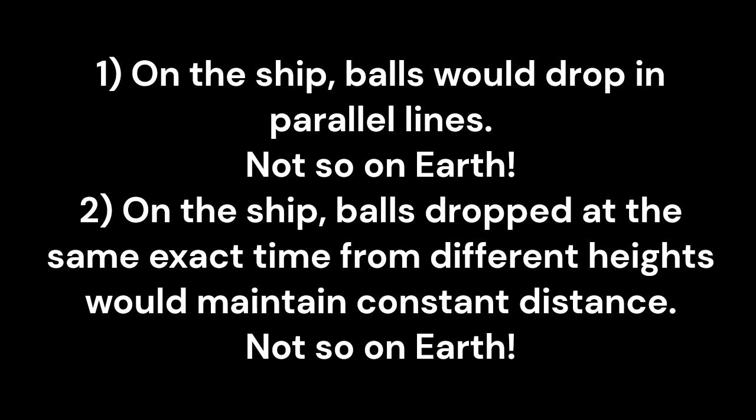And on the ship, balls dropped at the same exact time from different heights would both have the same apparent acceleration, and they would maintain a constant distance from each other as they dropped. Not so on Earth. Why? Because, per Newton, the closer you are to the center of the Earth, the larger the gravitational force. So the ball that's dropped from a lower height would always be moving at a slightly faster speed than the ball that was dropped from a higher distance, even though they were dropped at the same time. So the balls would actually separate a little bit as they fell.